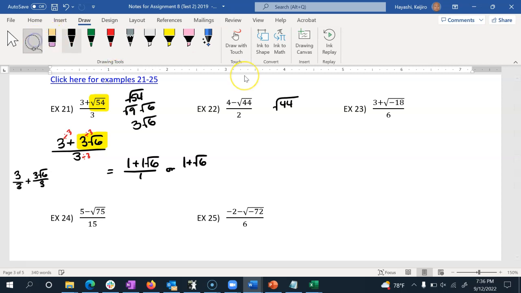Okay. So in simplifying the square root of 44, what square number fits into 44? Yeah, 11 times 4. So 4 and then 11. The square root of 4 is 2.